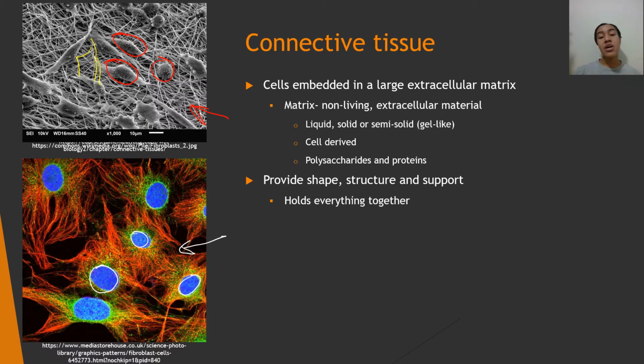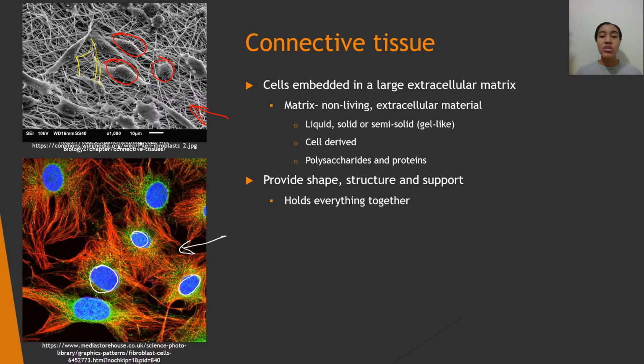So for some parts of your body, the matrix is more liquid, like in the case of blood. Sometimes it's more solid, like in the case of bone. And sometimes it's what we call semi-solid. And semi-solid is kind of like jello or jelly. It's not quite a liquid, not quite a solid. So if you can just imagine jello or jelly type material, that's kind of what that extracellular matrix is like for that type of connective tissue.